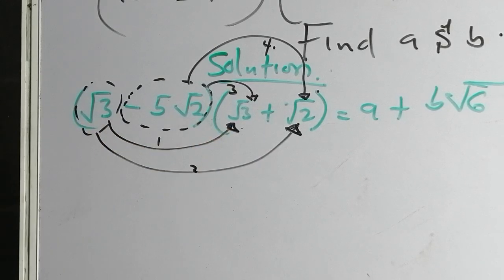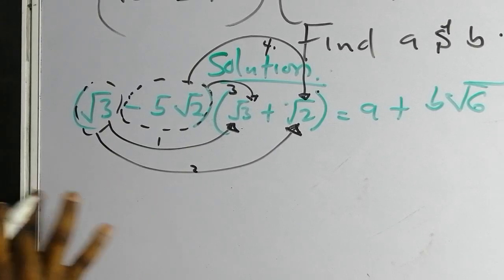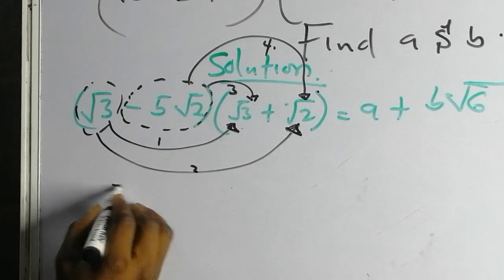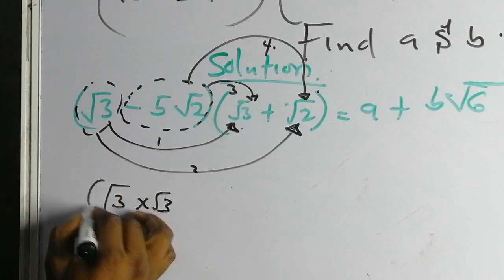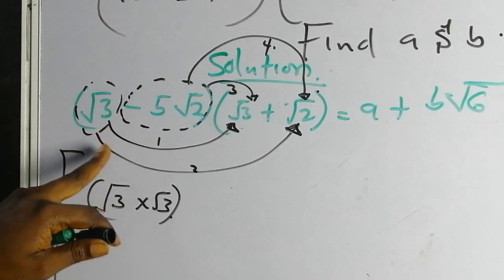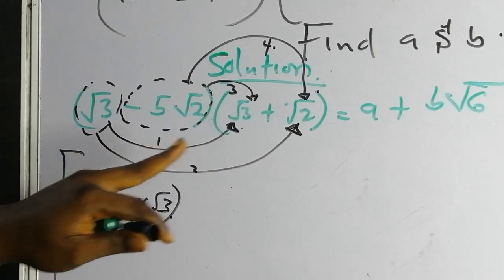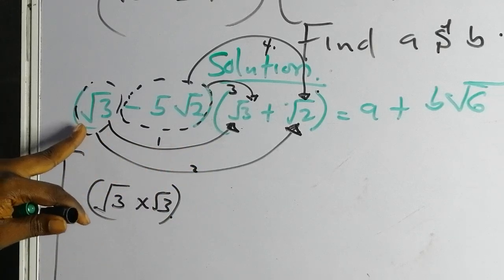So what's the first one? Root 3 times root 3 is the same thing as what? Root 9. Let me expand it like this. That's the first one, the multiplication you're doing. I'm supposed to jump this step, but I'm showing it so that you can understand how I'm expanding surds. Root 3 times root 3.